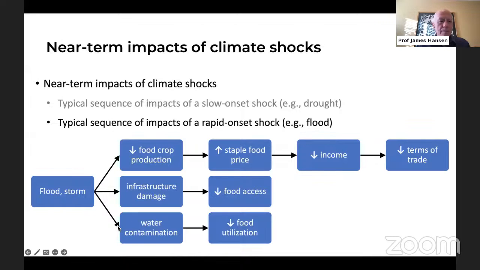In some cases, these rapid onset shocks can lead to diseases. For example, water contamination can lead to diarrheal diseases, and this affects food utilization. People will not be able to absorb the food that they do eat if they have, for example, a diarrheal disease. So there can be several different mechanisms by which a storm or a flood can reduce food security.